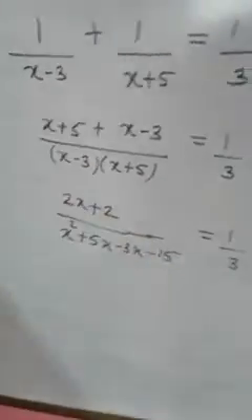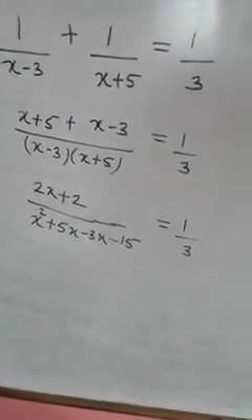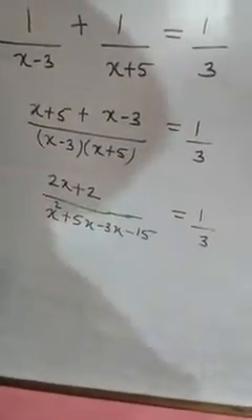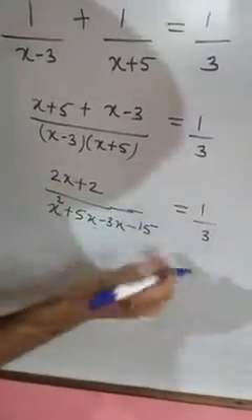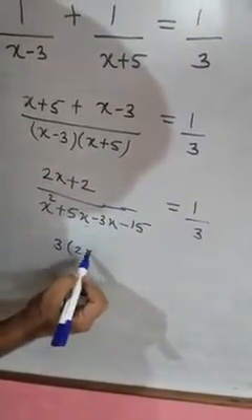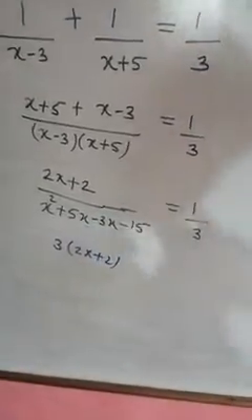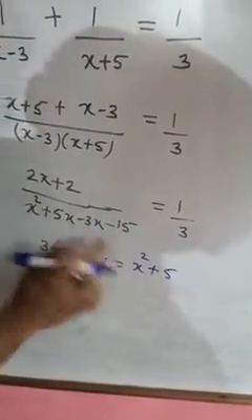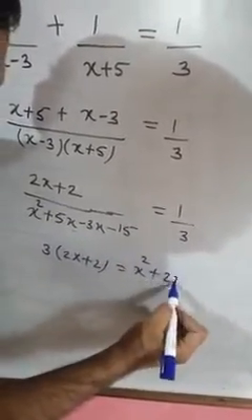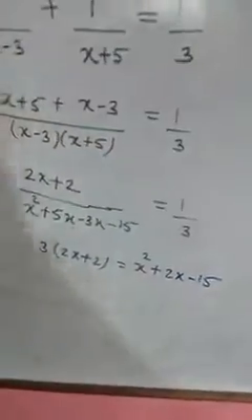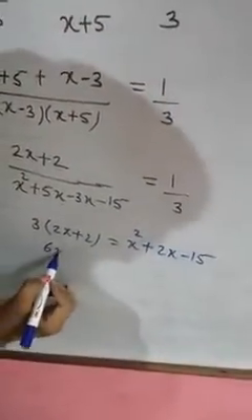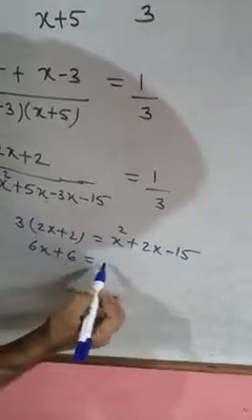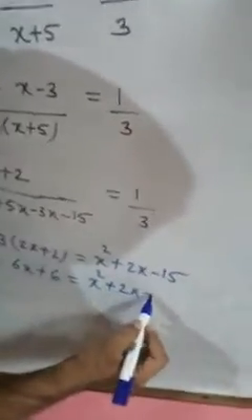Now we got 2x plus 2, and x square plus 2x minus 15. So now what do we do? We will cross multiply the equation. So 3 multiplied by 2x plus 2 equals x square plus 5x minus 3x, which will be 2x, minus 15. So it will be 6x plus 6 equal to x square plus 2x minus 15.